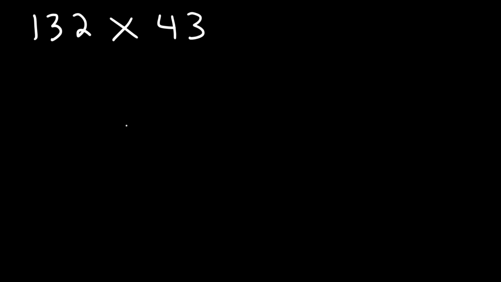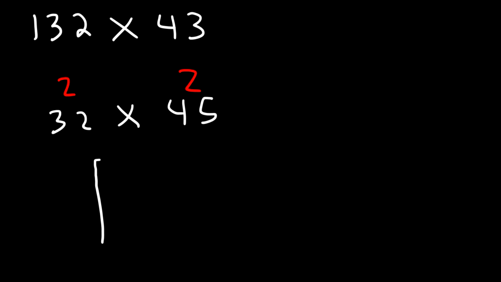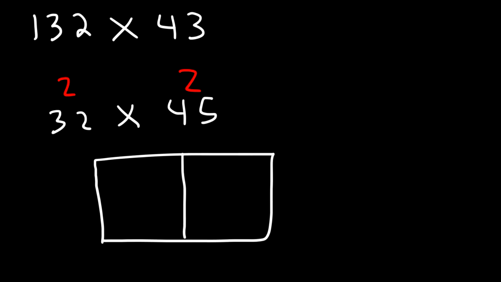Now, for the second example, where we had 32 times 45, or rather, that was the fourth example. I take that back. So here we have a two-digit number, and this is another two-digit number. And so 2 times 2, we need basically two rows and two columns. So this is the first column, second column, first row, second row. And so we needed a total of 4 boxes.